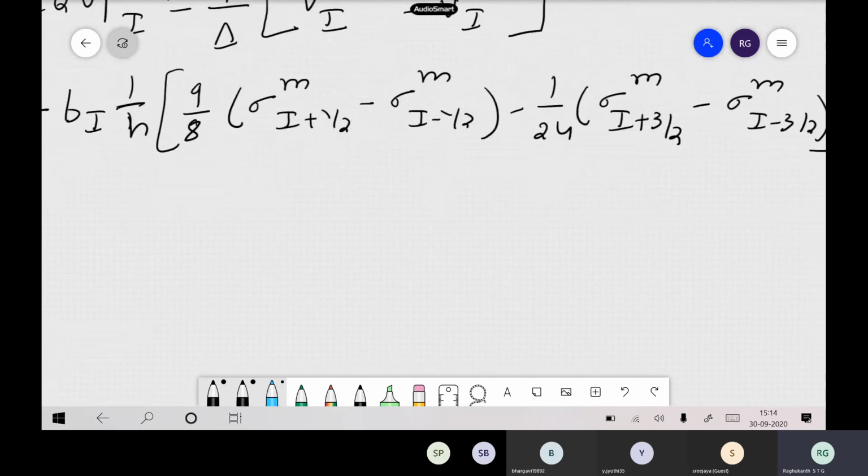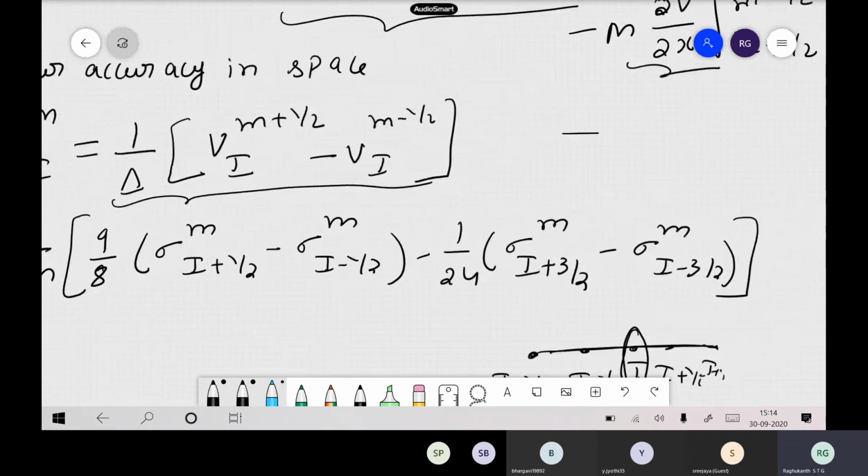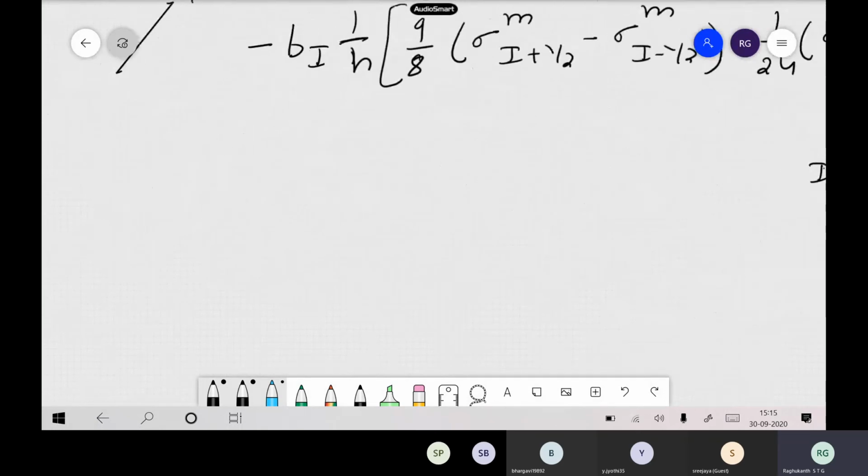Now to compute the spatial derivative, you are using more points. You followed? You are using I minus 3 by 2, then I minus half, then of course I, then I plus half, then I plus 3 by 2. So to compute the derivative at I, you are using 4 points. It is a higher order accuracy. Whereas for computing the temporal derivative, you are using only 2 points, that is m plus half and m minus half. So this scheme is second order in time but fourth order in space.